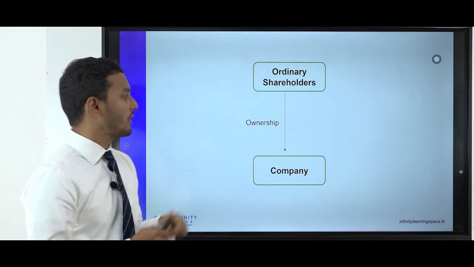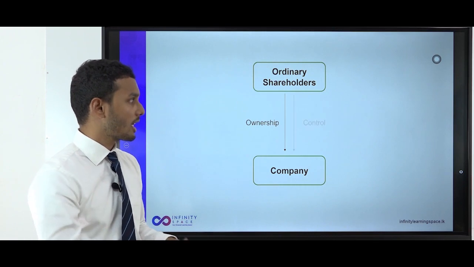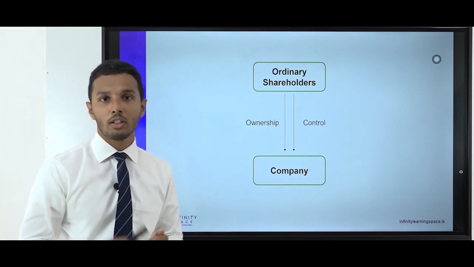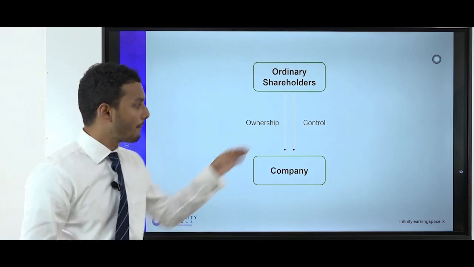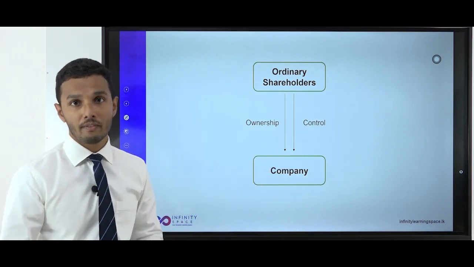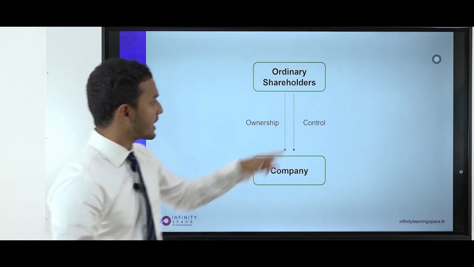And as a result of this ownership, ordinary shareholders get something called control, meaning they are the ones who make the most significant decisions. The company is managed according to their wishes. And how do they get this control?